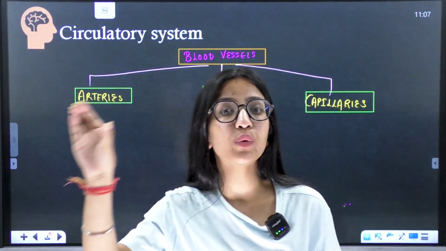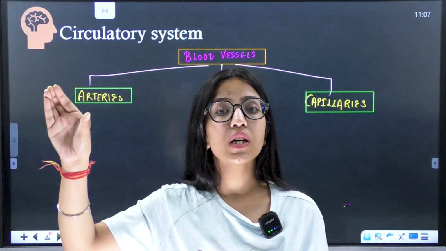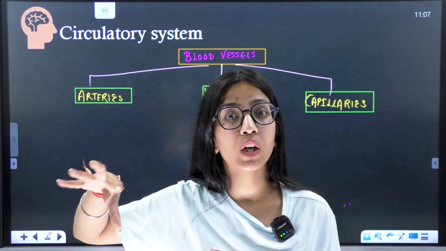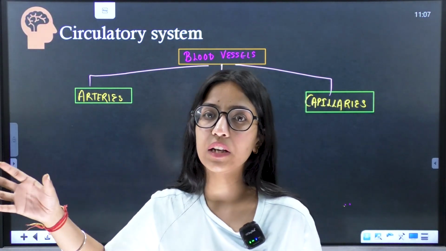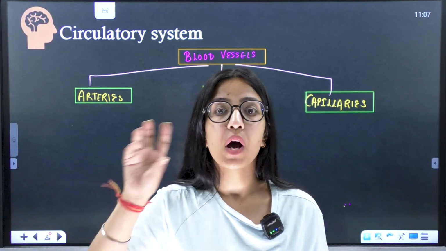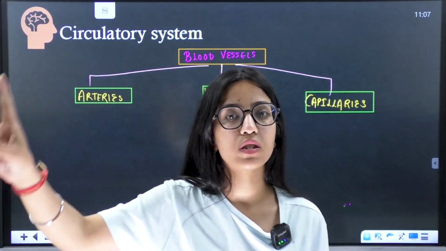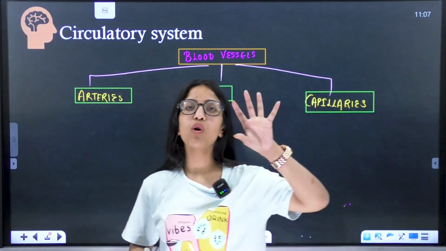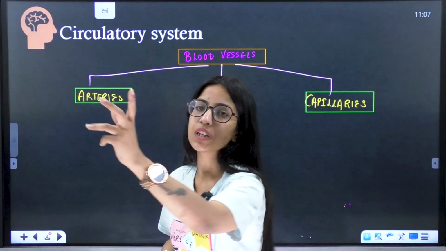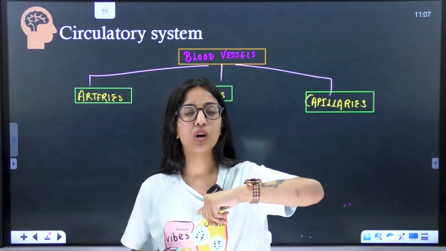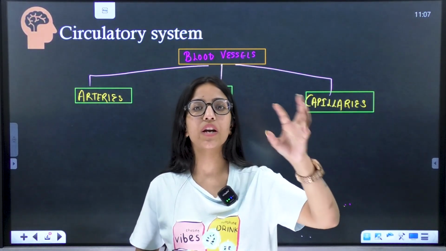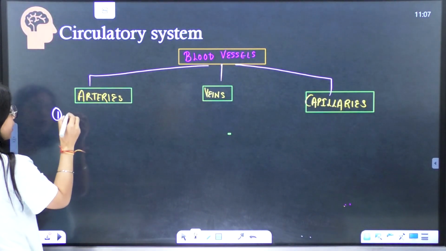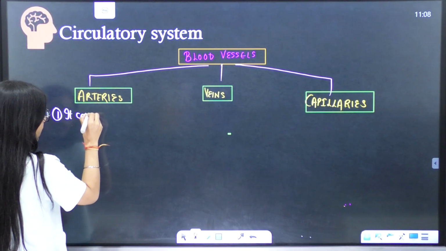But the pulmocutaneous, pulmo means lungs, cutaneous means skin. So the pulmocutaneous artery carry deoxygenated blood to lungs and skin. Likewise, in our system, pulmonary artery also carry deoxygenated blood. So this is the exception of artery, that in frog, pulmocutaneous artery carry deoxygenated blood. Clear? Okay.